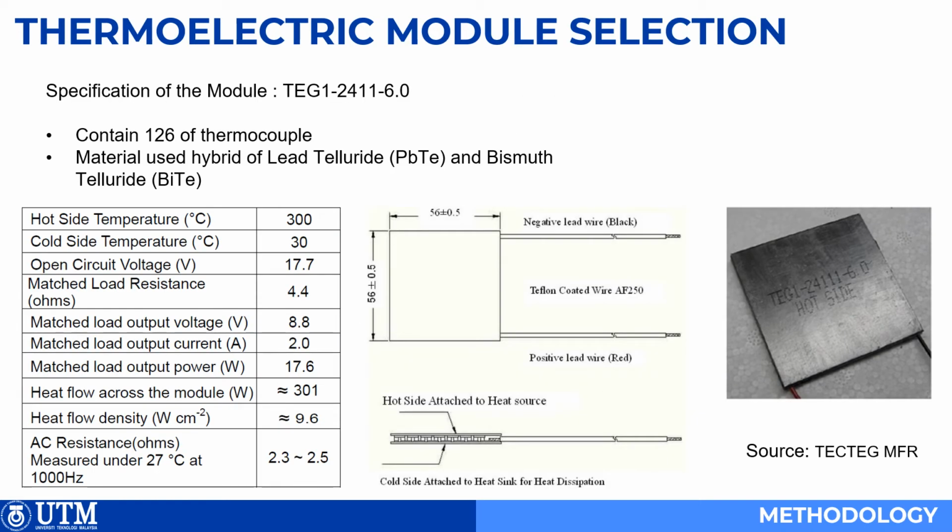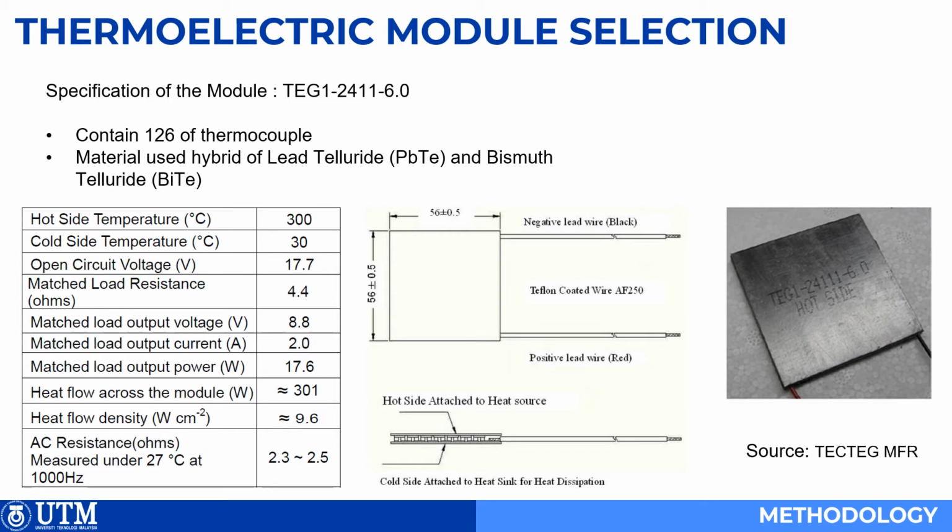The first step in this methodology is the selection of the thermoelectric module. This study had selected TEG12411 6.0, manufactured by TEC TEG Manufacturer Company, as the module to operate throughout this experiment. The selection of the TEG module was based on the dimension, the maximum range of temperature difference values obtained from the manufacturer datasheet, and to test its reliability with simulation modeling.